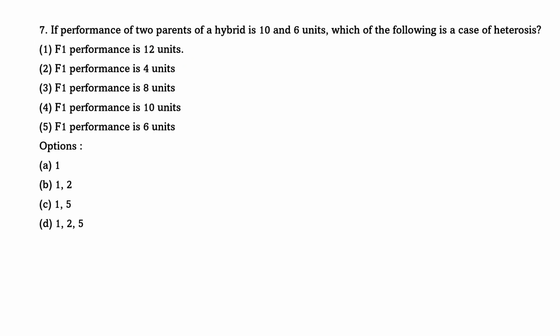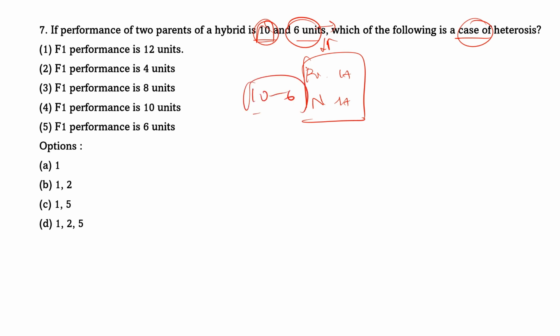If the performance of the two parents in the hybrid is 10 and 6 units, which of the following is the case of heterosis here? This is what they are asking. Heterosis can be positive and negative. So any value outside 6 and 10 will be heterosis, right? It is just the superiority or inferiority of F1 over their parents. So any value between 10 and 6 will not be heterosis. Which are the values outside? It is only 4 and 12.